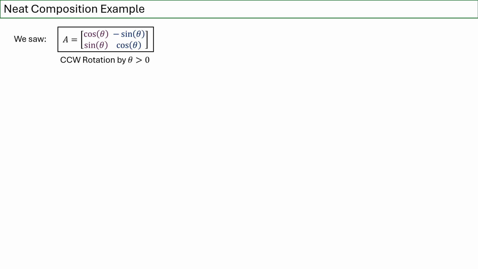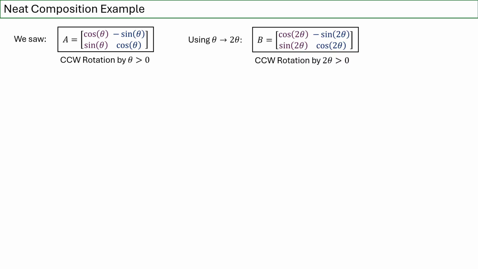Here's a neat composition example I'd love to share with you. We start with our standard rotation matrix A. Now, what if we wanted to rotate by twice as much of an angle, by double the angle, or 2 theta? Well, we simply substitute 2 theta into our template, and this gives us matrix B on the right.